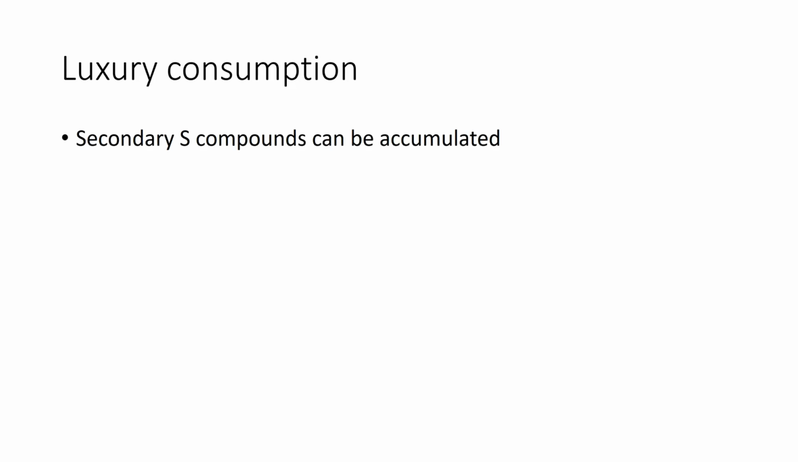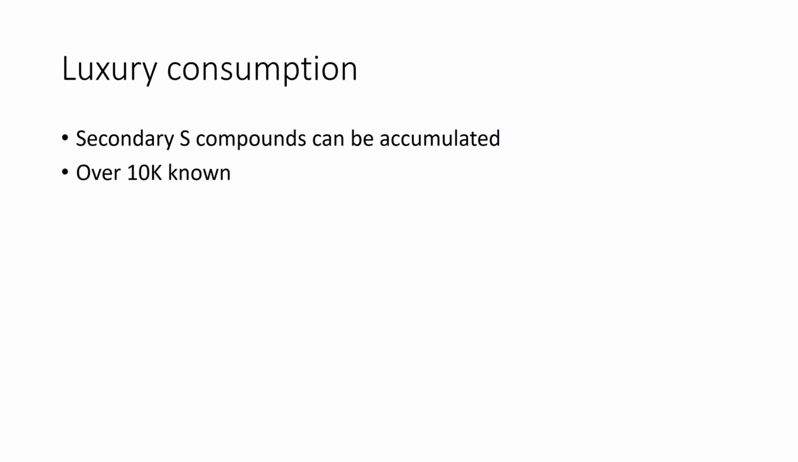Whenever we deal with sulfur, we always have to talk about luxury consumption. A lot of these plants are going to luxury consume. When they do luxury consume, you store that material in the organic matter. It is released later on. Secondary sulfur compounds can be accumulated. These would often be in the form of amino acids.